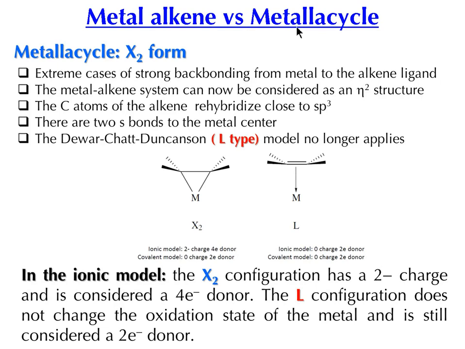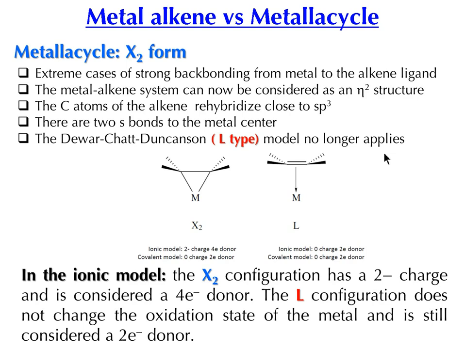Metal alkene and metallocycle electron counting. The metallocycle, or the X2 form, is an extreme case of strong pi back bonding from metal to the alkene ligand. Second, the metal alkene system can be considered as a hub-to-toe structure. The C atom of the alkene in the X2 type is sp3, while that in the L type is sp2. In the X2 type, we have two bonds to the metal, so the Dewar-Chatt-Duncanson model or L type no longer applies.